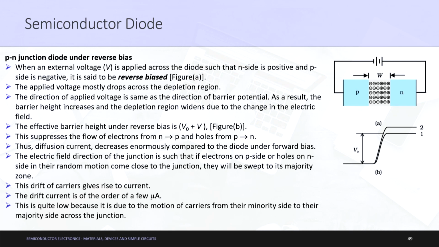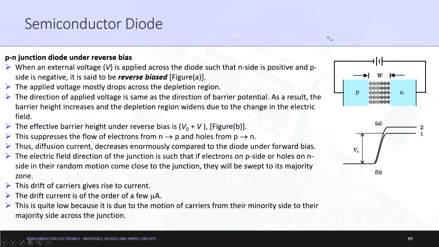Let us now understand reverse biasing. So, what was forward biasing? In forward biasing, this was positive, this was also positive, this was negative, this was also negative. Now, if we just change the polarity of the applied voltage, that is nothing but your reverse bias.